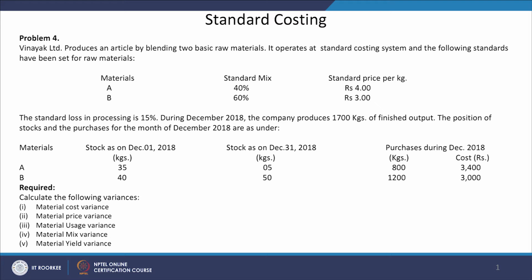We can find out that you are given the materials, you are given the opening stock information, you are given the closing stock information, and you are given the total purchases information, and on the basis of that we have to find out these variances. You are given the information about the month of December, and after adjusting the opening and closing stocks we will have to find out the variances.